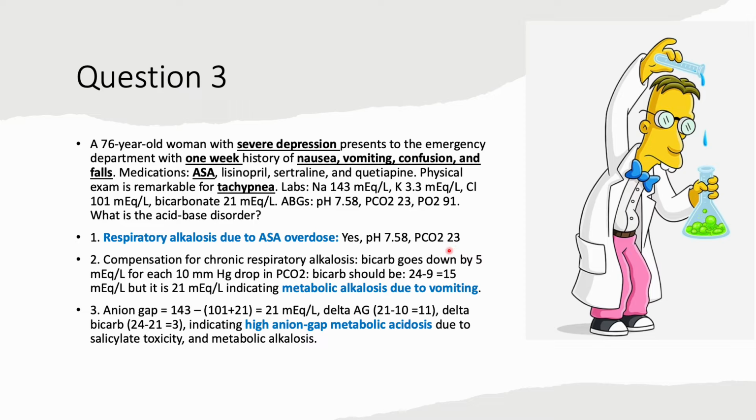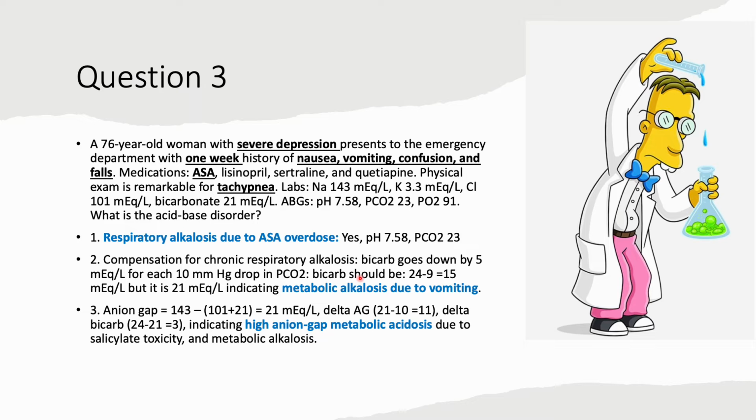Now, the next step after we made the first diagnosis is to calculate the compensation for respiratory alkalosis. Is it chronic or is it acute? Because the compensation is different. It is chronic, it's more than 2 days, so we have here a 1-week history. So the compensation, every time the PCO2 goes down by 10, bicarb should go down by 5. So the PCO2 went down from a normal of 40 to 23, so by about 20, or by about 2 times 10. This means the bicarb should go down by 5 and 5, by 10, but it didn't go down by 10, it went down by 17.